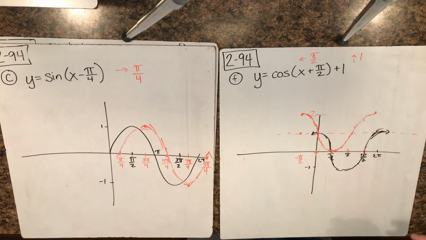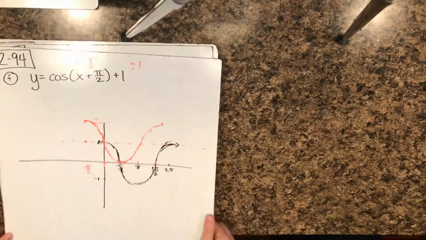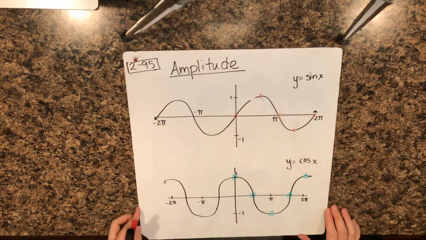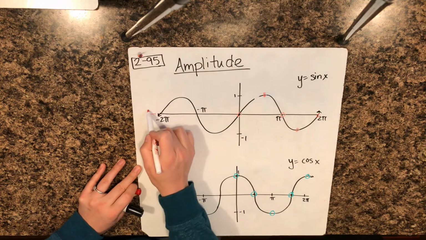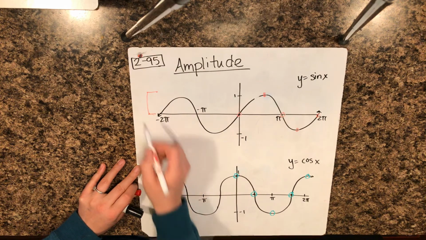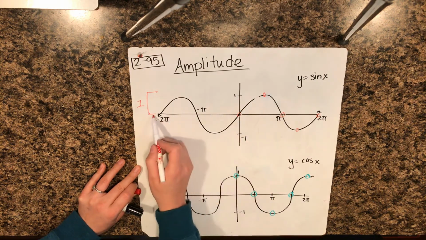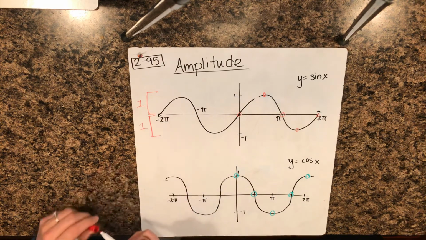Okay, next question is question number 95, and we're going to start talking about amplitude. So amplitude is the height, kind of. Amplitude happens from the midline up to the peak. That's 1 unit, from 0 to 1 unit. Or you can think of it from the midline down to the lowest valley, which is also 1 unit.